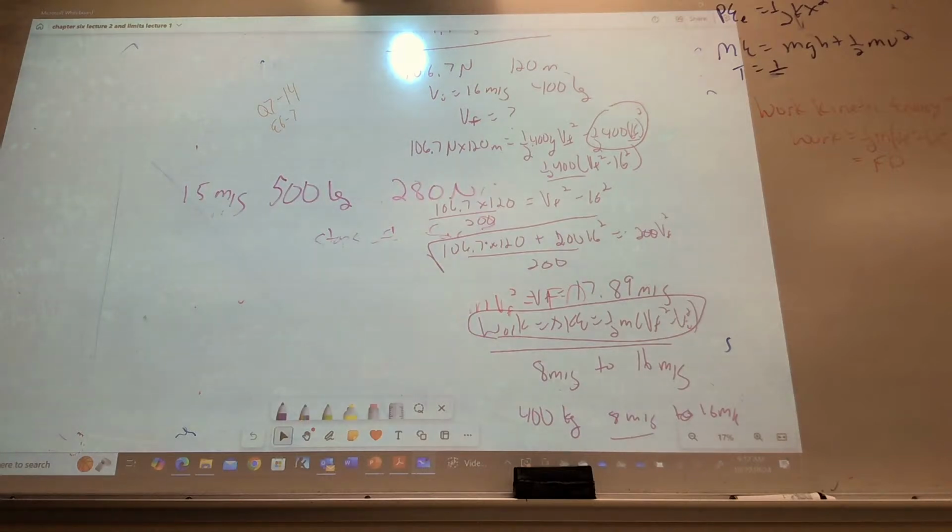So you gave us 8 meters a second, 16 meters a second. It's moving at 8, changes to 16. What's the work done? The mass is 400 kilograms.